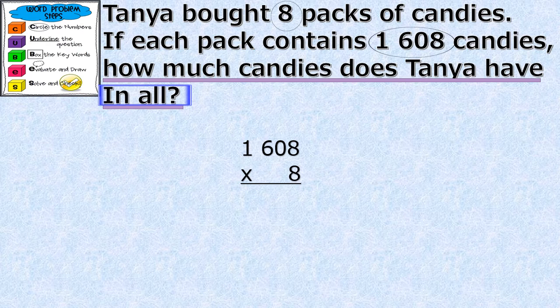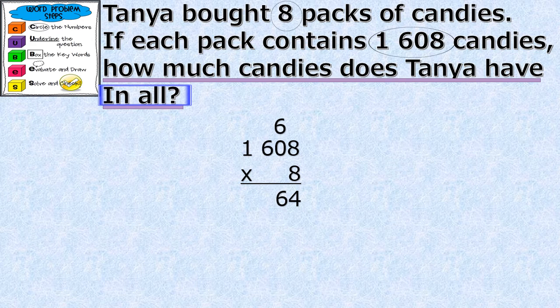8 times 8 equals 64. Regroup 64 as 4 ones and 6 tens. Place your 4 ones under your ones column. Carry your 6 tens above your tens column. 8 times 0 equals 0. 0 plus 6 equals 6. Place your 6 tens under your tens column.